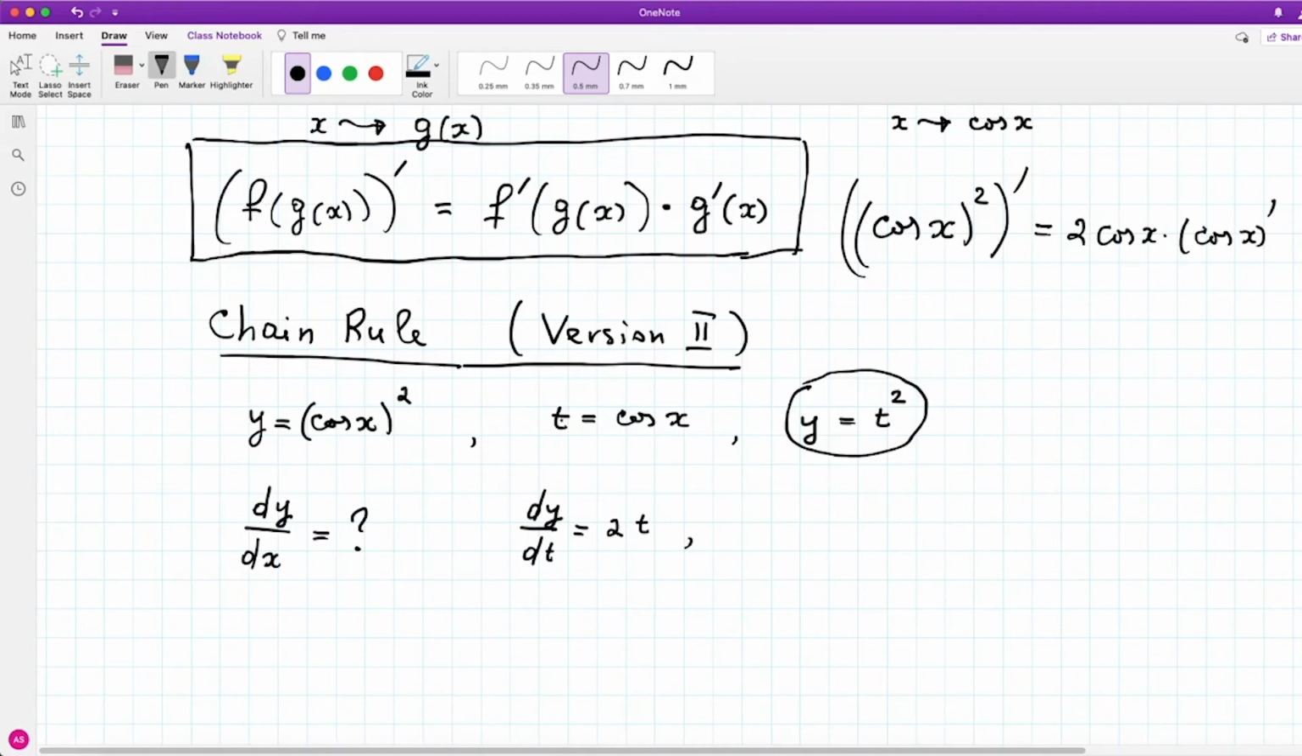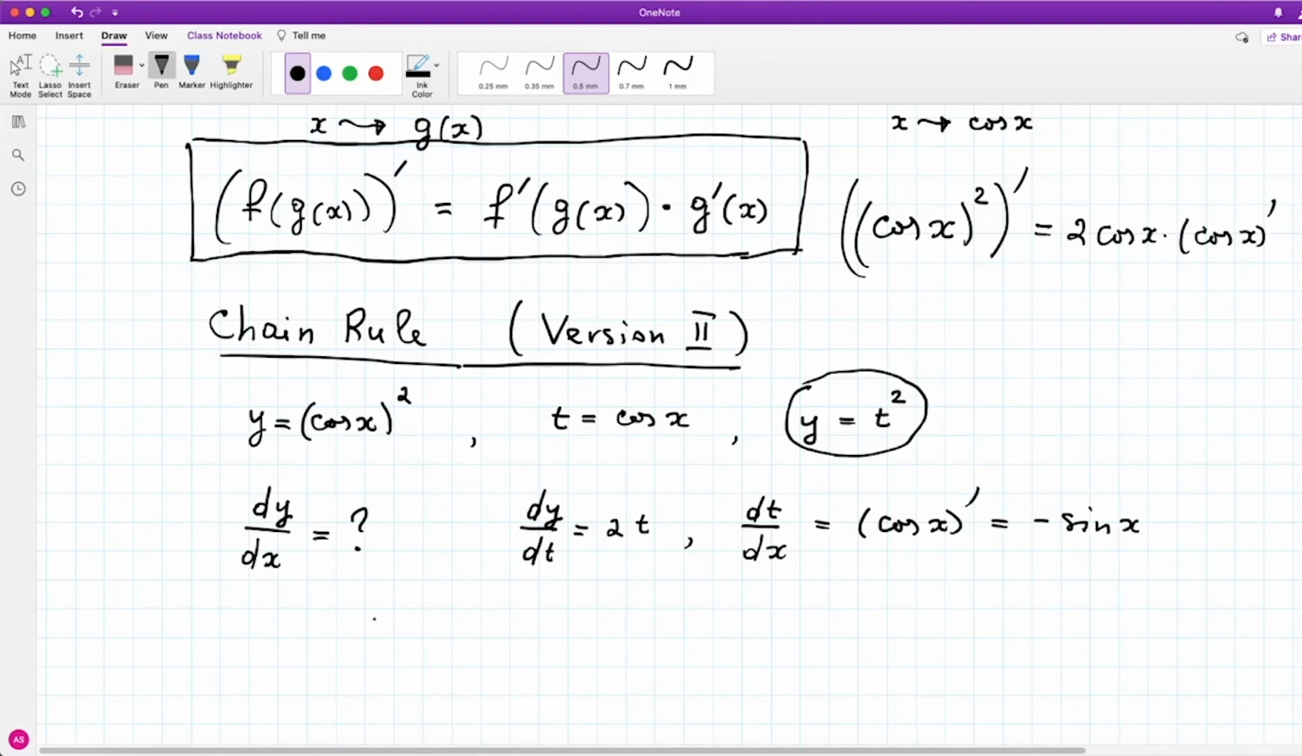Now, the derivative of t with respect to x, dt dx, is the derivative of cosine x. Remember, that is the derivative of what we are replacing t with, or in earlier notations, the derivative of what we're replacing x with. And so that is the derivative of cosine x, which is negative sine x.